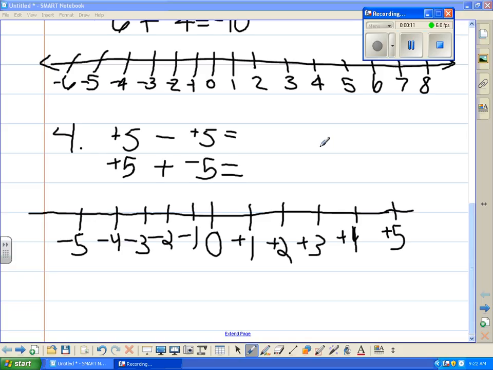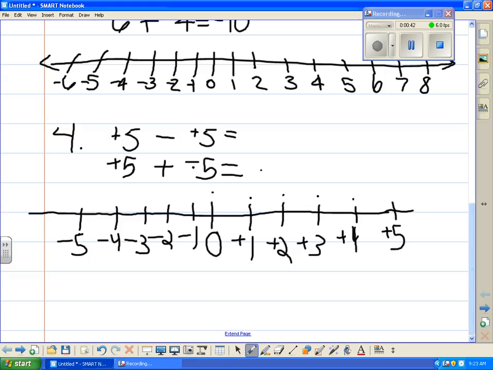Say the problem, positive 5 minus positive 5. You change it to positive 5 plus negative 5. And go. Positive 5, and you would go to the right by 5. No, you go to the left by 5, because it's negative. 1, 2, 3, 4, 5. And the answer is? The answer is 0. Good.